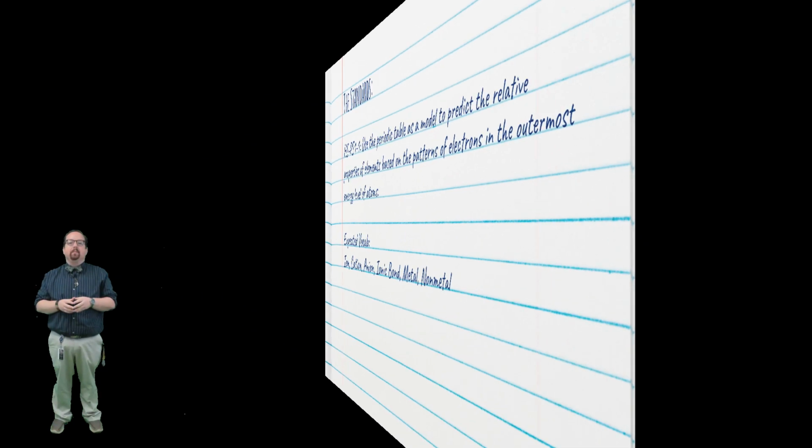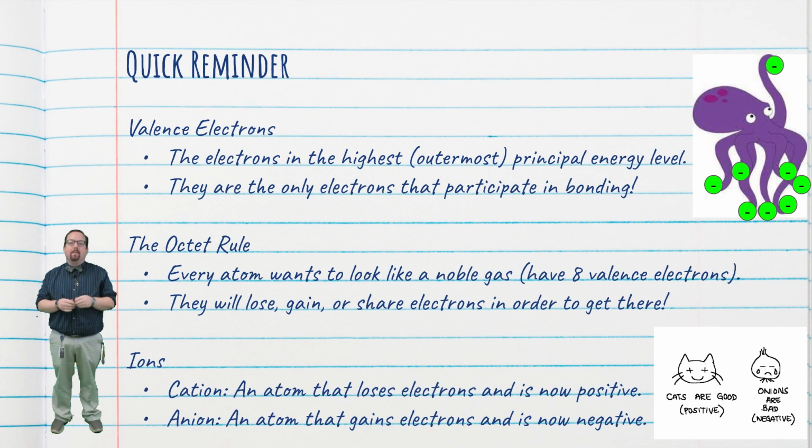Let's get started. As you should know by now, valence electrons are the electrons in the highest principal energy level, those on the outer shell of electrons in an atom. What you may not know yet is what's really important about these valence electrons: they're the only electrons that participate in chemical bonding.